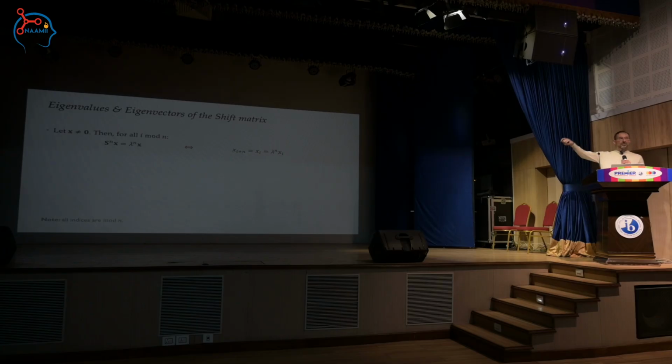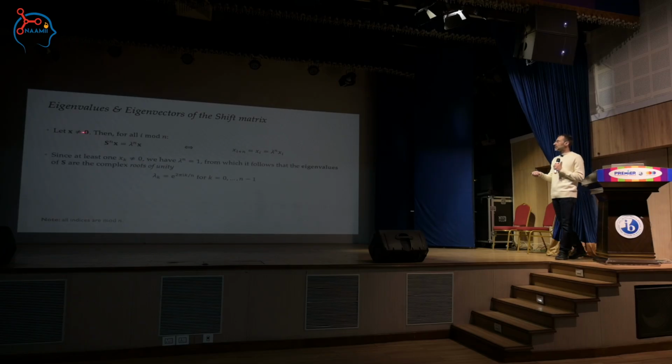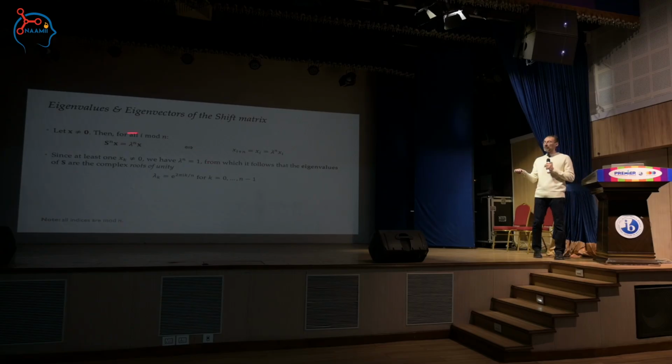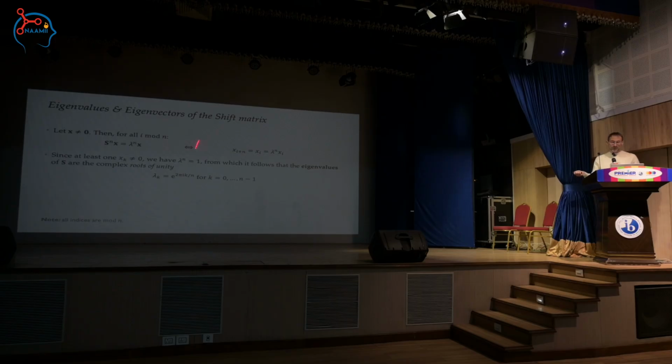We can also do it for n. And again, for n, because everything is modulo n, it wraps around. So x_{i+n} equals x_i. Because we know that this is a non-zero vector, at least some x_k is non-zero, we have that lambda to the n equals 1. So it means that the eigenvalues are what is called the roots of unity, the solutions of this equation.